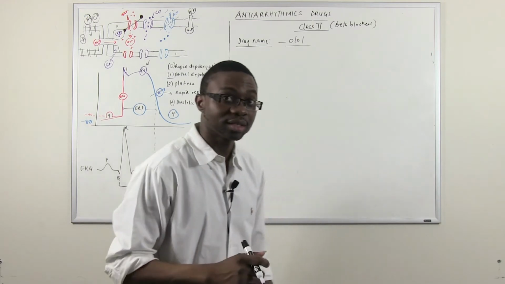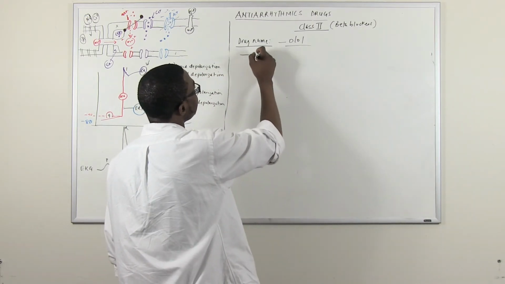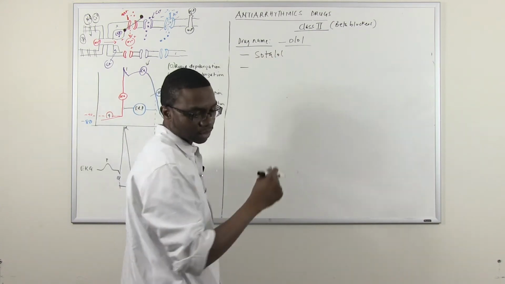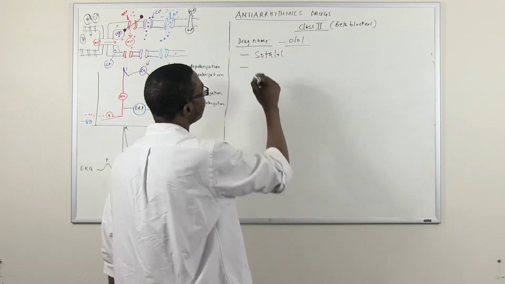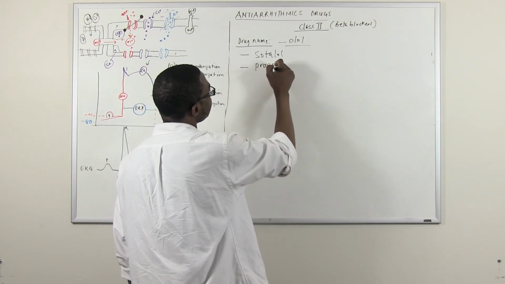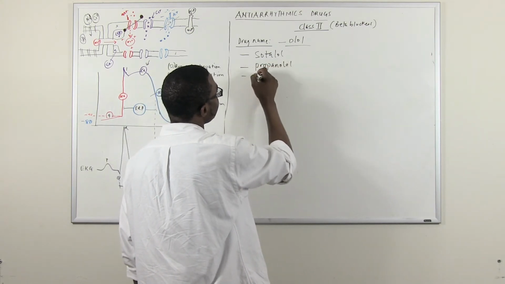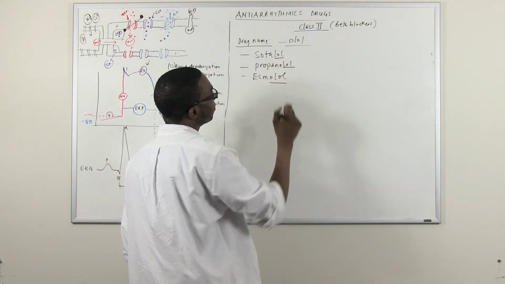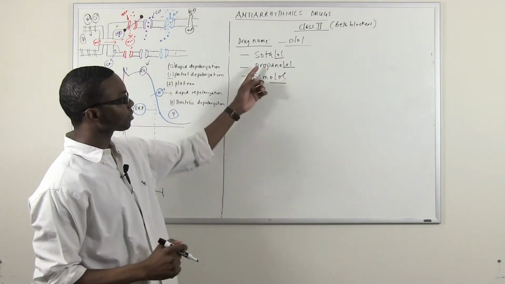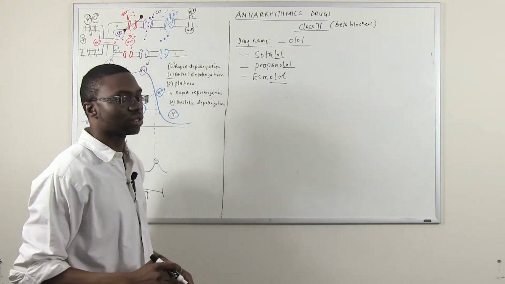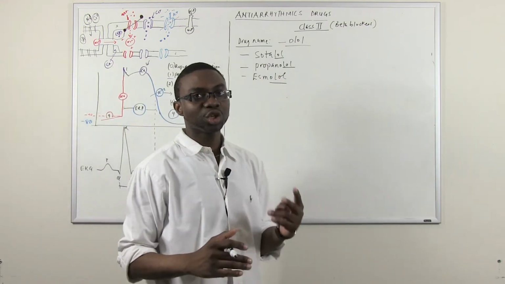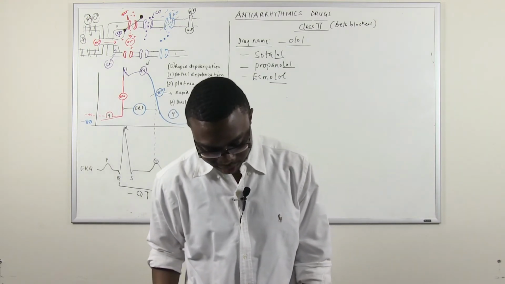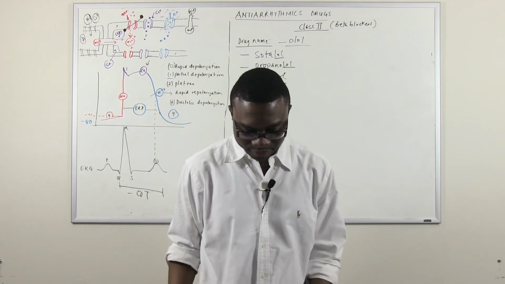So, the drugs are sotalol, propranolol, and esmolol. You can see LOL, LOL, LOL. Propranolol, esmolol, and sotalol. Those are class 2 antiarrhythmic medications. They are beta blockers. So what is the mechanism of action of beta blockers?